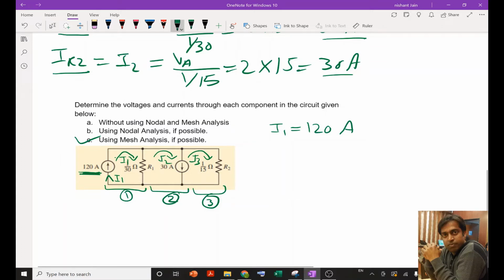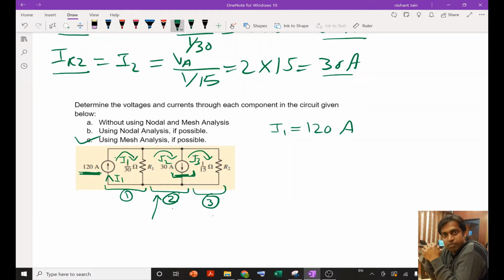Now if I try to write KVL for loop 2, since there is a current source in loop 2, it is not possible to write a KVL. In this case, since this 30 ampere current source is a connection between loop 2 and loop 3, we can create a super mesh by combining loop 2 and loop 3.